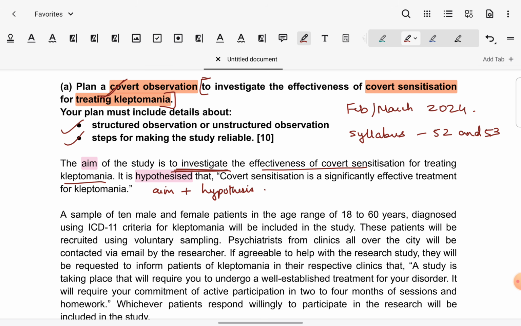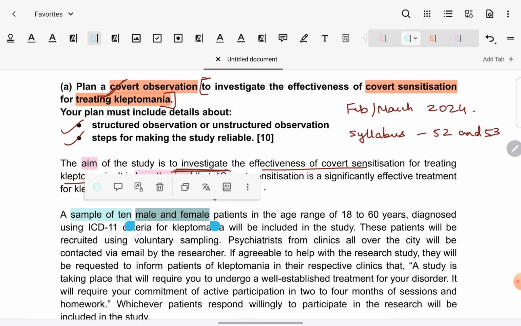Next, again, for any study, regardless of what the research method is, we need to discuss sample and sampling technique. Now let's look at that. Sample must include at a minimum details like sample size. So I've mentioned that there should be like 10 participants. Something about the gender is desirable, so male and female both.